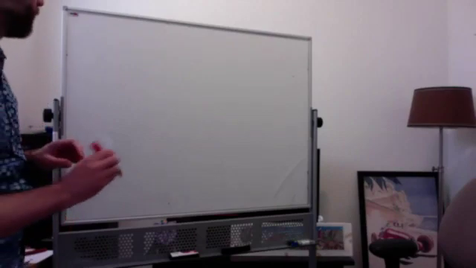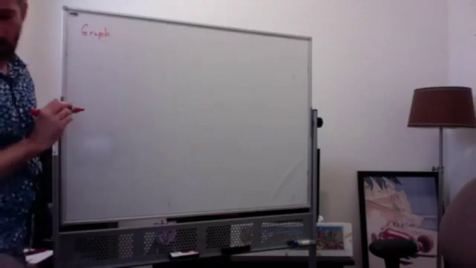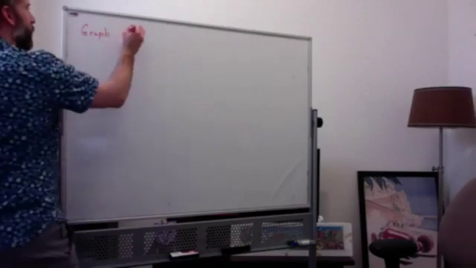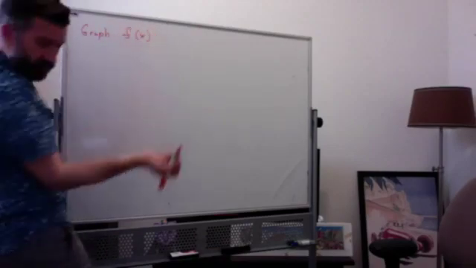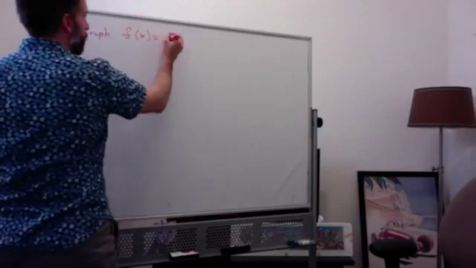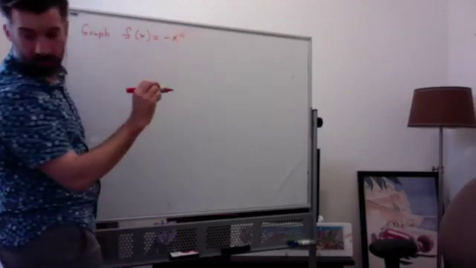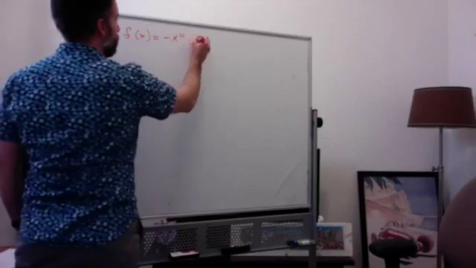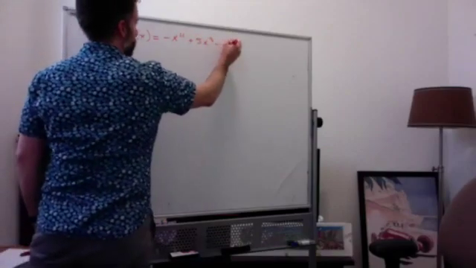So let's graph another one. Let's try graphing one that isn't already factored for us. So we're going to graph, and I'm going to use function notation, f of x equal to negative x to the fourth plus 5x cubed minus 6x squared.